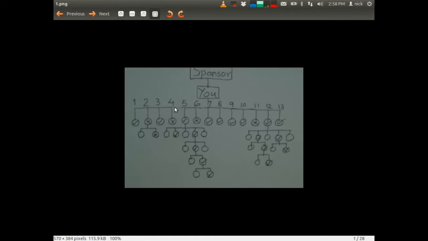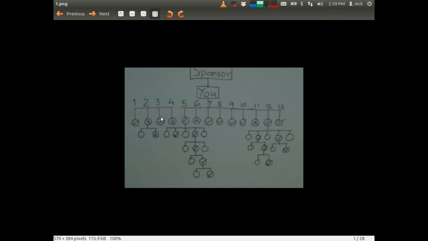Out of these 13, every second, fourth, sixth, and every fifth after that. So it's 11th, 16th, 21, 26, 31st, 36th. Those are the sales you pass up to the person above you, which is your sponsor.